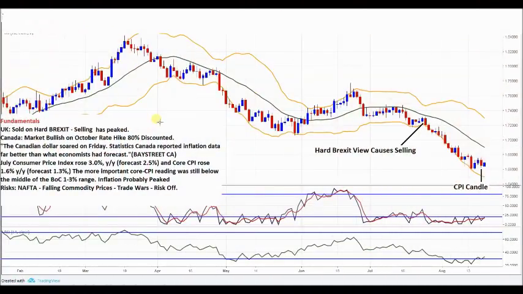Right, let's go and take a look at the chart. Right, we're on the chart of GBP CAD. Just draw my levels in a moment, but just sort of go through the fundamentals and sentiment behind the chart.